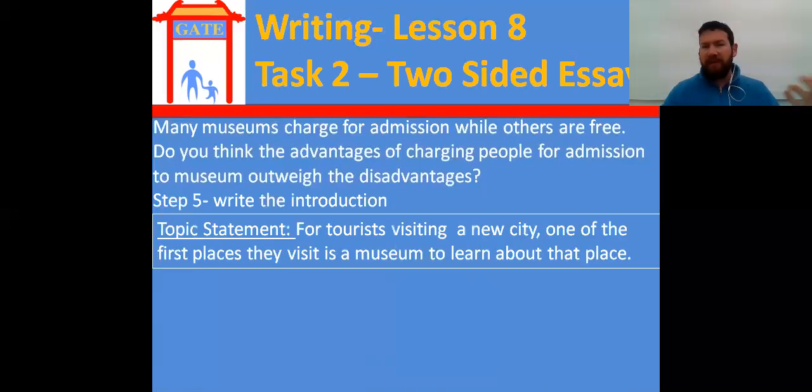I started with a topic statement. For tourists visiting a new city, one of the first places they visit is a museum to learn about that place. Okay, so nothing special. That's a very basic topic statement. You know, every city has a museum. Whenever I go to any new country, I usually visit a museum. You know, it's nice to know about the place you're visiting.